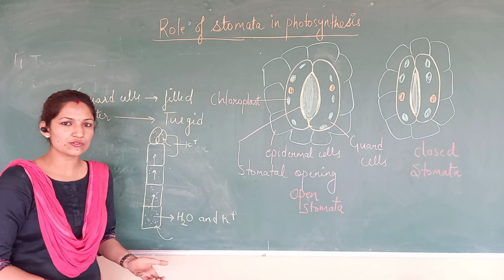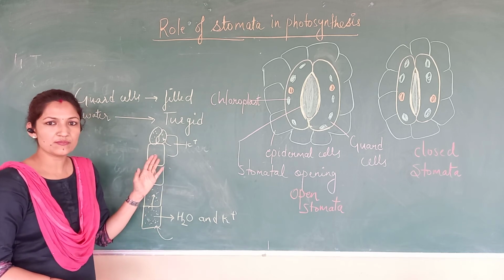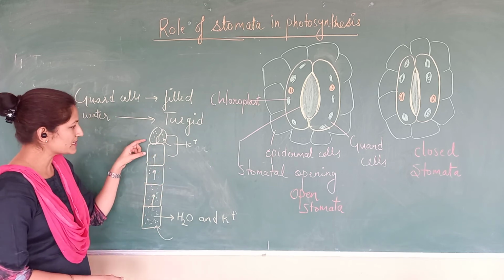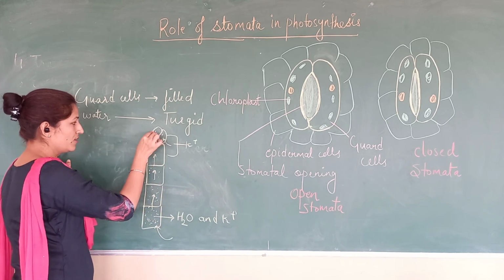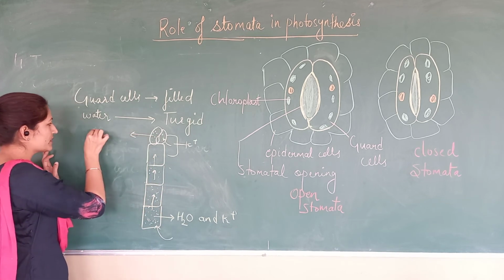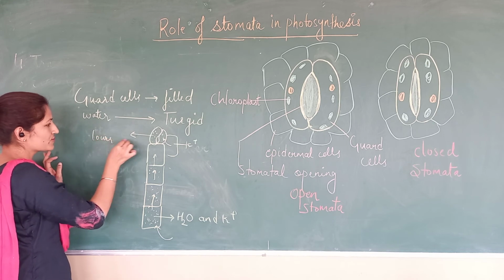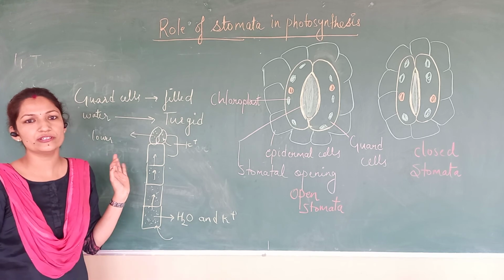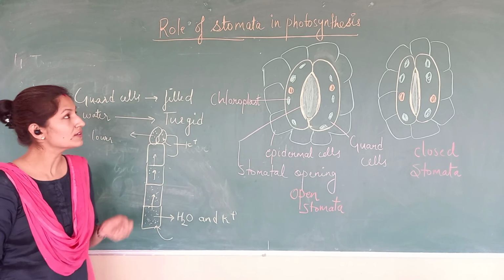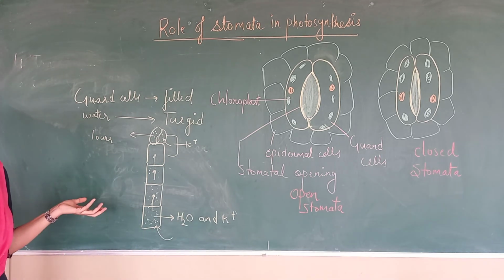और इसका reverse हो जाएगा जब water cell में से release होगा. So as these guard cells are filled with water, with higher concentration of water and lower concentration in the atmosphere, the water is released out in the form of water vapor, which we call transpiration.